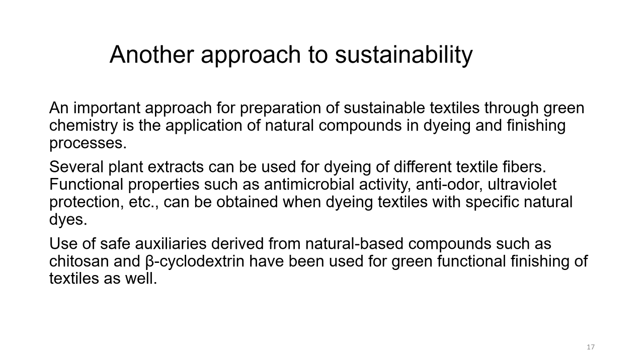Because they have these inherent properties, safe auxiliaries derived from natural-based compounds such as chitosan or beta-cyclodextrin have been used for green functional finishing of textiles as well. So there are new upcoming auxiliaries such as chitosan and beta-cyclodextrin, which are found to be very, very safe, and they are all natural-based compounds. They can be used as auxiliaries in natural dyeing.